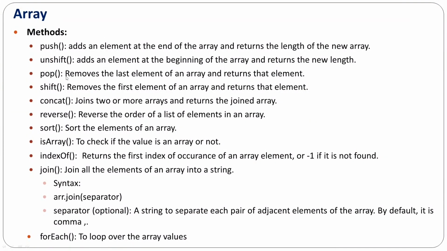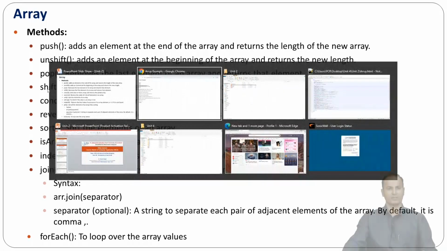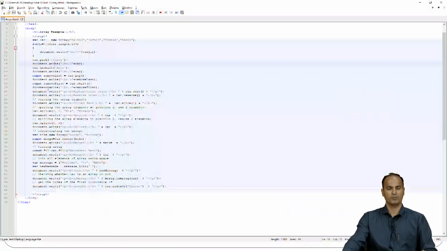Then after that the next method is unshift. It adds an element at the beginning. So this is the opposite. If you want to add an element at the end, use the push method; at the beginning you should use unshift. In the same way, pop removes the last element from an array and returns the element, and shift removes the first element of an array and returns that element. So let's look at those methods.